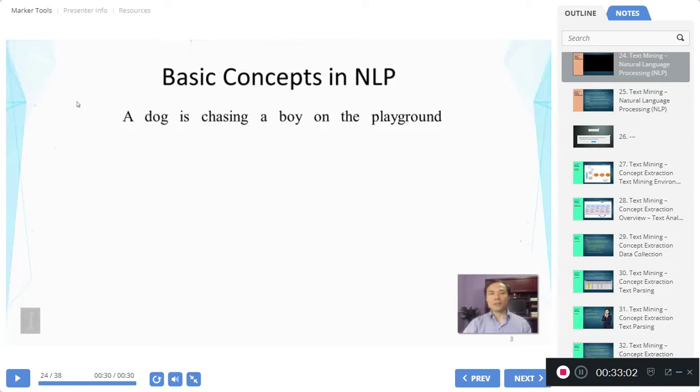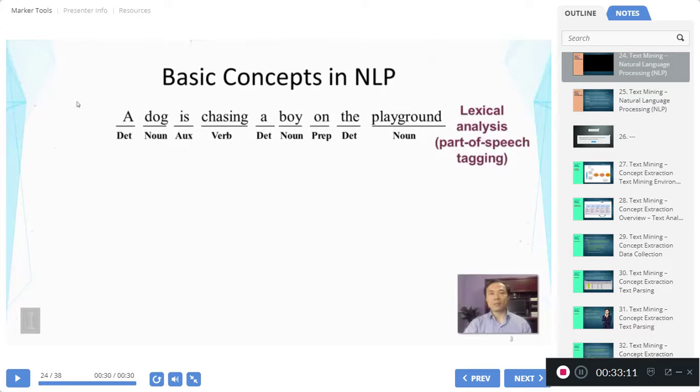First, the computer needs to know what the words are, how to segment the words. In English, this is very easy, and we can just look at the space. And then the computer would need to know the categories of these words, syntactic categories. So for example, dog is a noun, chasing is a verb, boy is another noun, etc. And this is called lexical analysis. In particular, tagging these words with these syntactic categories is called part of speech tagging.